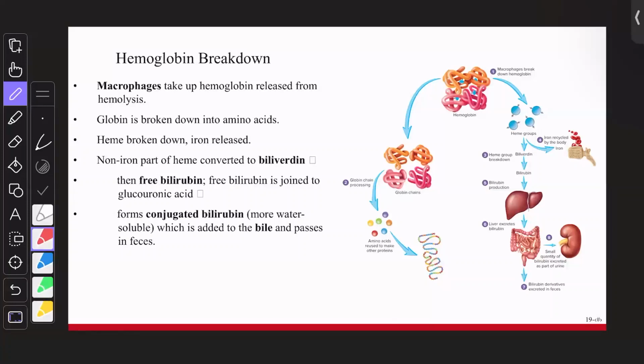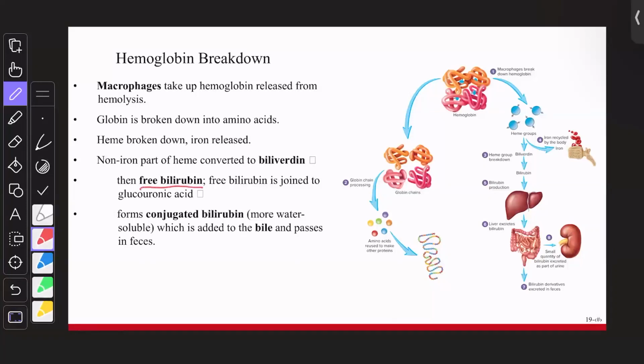Okay, so that leaves us with the trash, right? The pieces of cellular debris that we can't recycle, because they're not iron, and we can't recycle because they're not amino acids. We've just got garbage we got to get rid of, right? We're going to do that by converting those leftover chemicals and pieces to something called biliverdin. Okay. Now, biliverdin, through a chemical process, is going to get converted into something called free bilirubin.